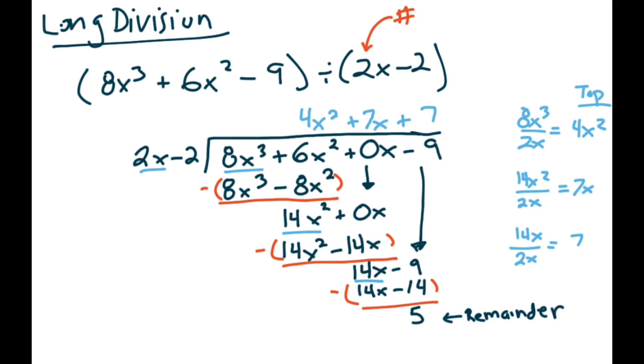So our answer is 4x squared plus 7x plus 7 plus 5 over 2x minus 2.